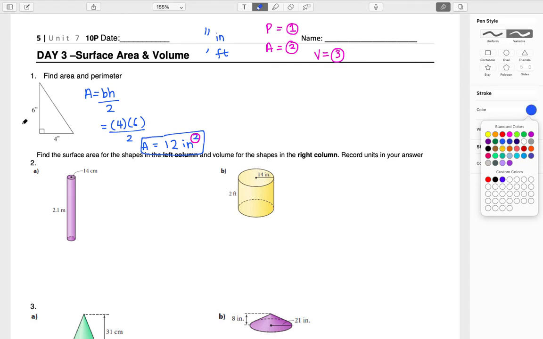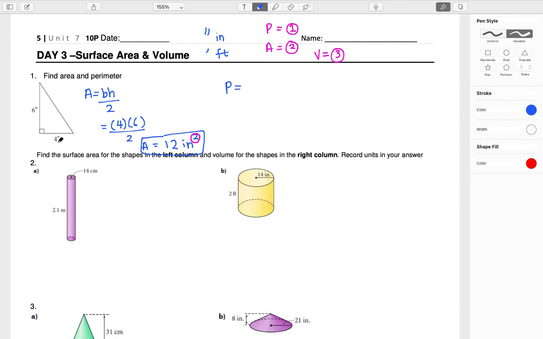Now, to find the perimeter, you're adding all 3 sides. So in this case, A plus B plus C. But if you take a look, we don't know what C is. So just by looking at it, we can find C by using the Pythagorean theorem. On the side, let's do the Pythagorean theorem.